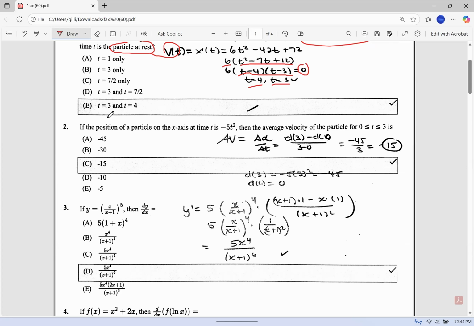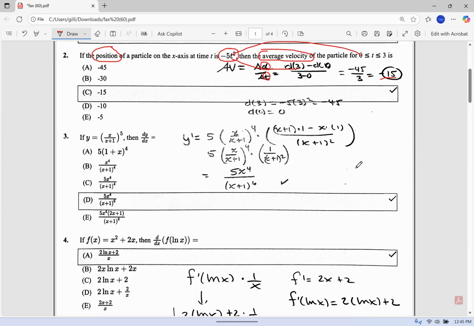In number 2, this is the position of a particle. It's just this expression, negative 5t squared. And we want to know what the average velocity is. So that's the change in position divided by the change in time. So the position at 3 means to put in 3 for t, and that produces a negative 45, because 3 squared is 9 times minus 5 is negative 45. When I put the 0 in for t, negative 5 times 0 is 0. So then negative 45 minus 0 is negative 45, divided by 3 is negative 15.